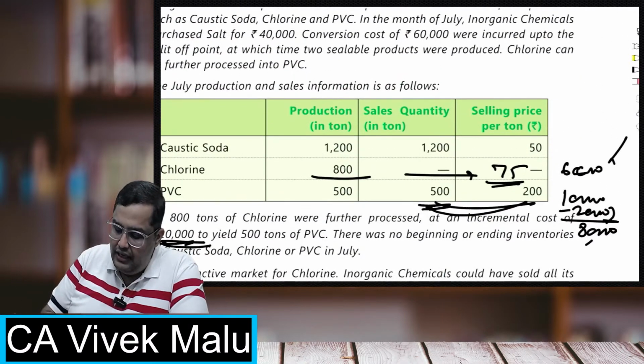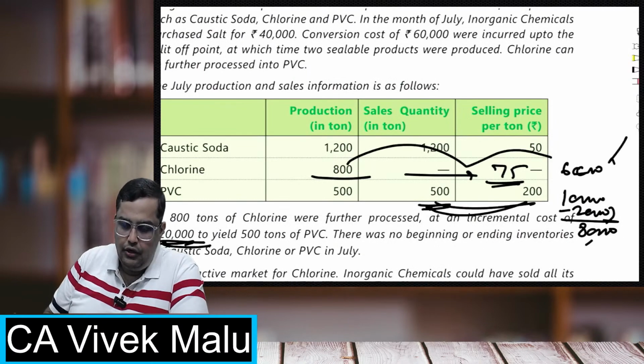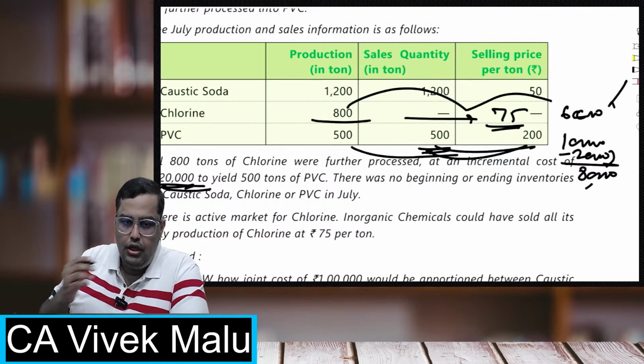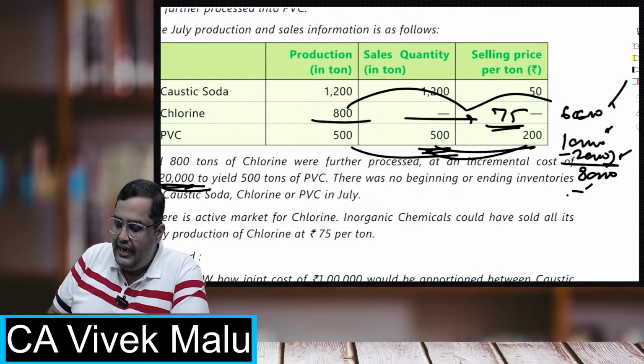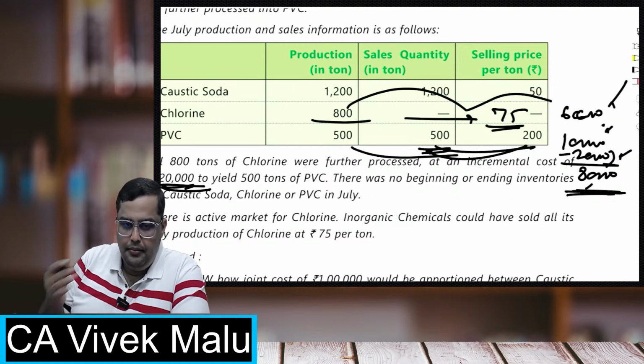If I directly sell chlorine, I get an earning of 60,000. If I produce this PVC, I get an earning of 1 lakh, but for doing this, I need to make a further processing expenditure of 20,000. So I get net 80,000 only in hand. So if I sell chlorine, I get 60 in hand. If I make PVC, I get net 80 in my hand.